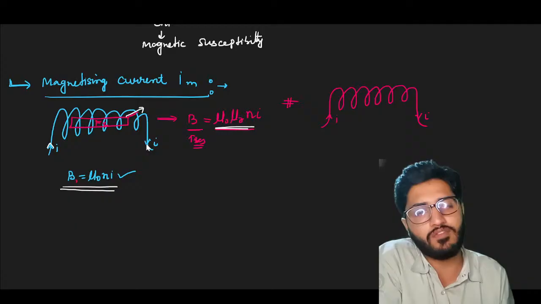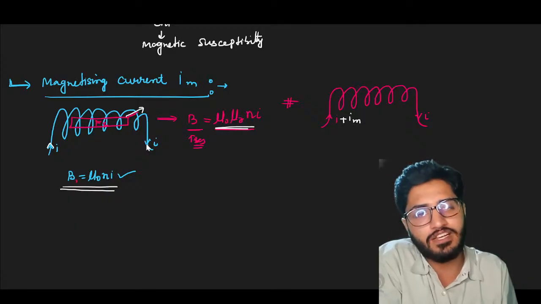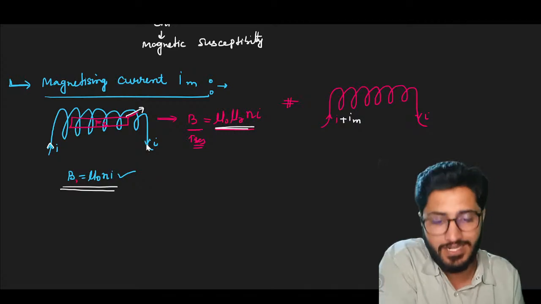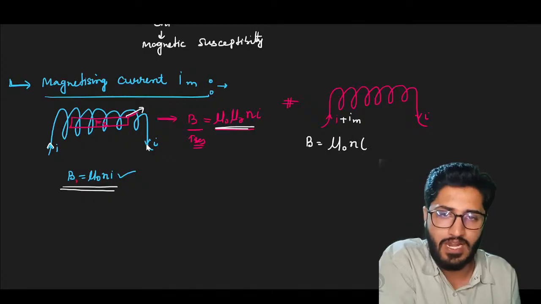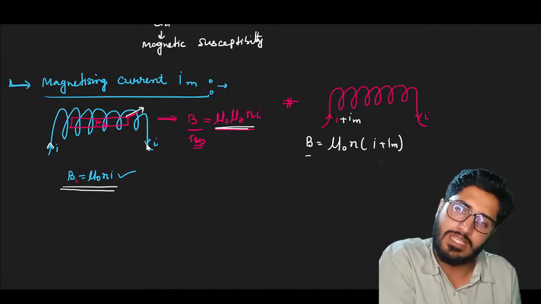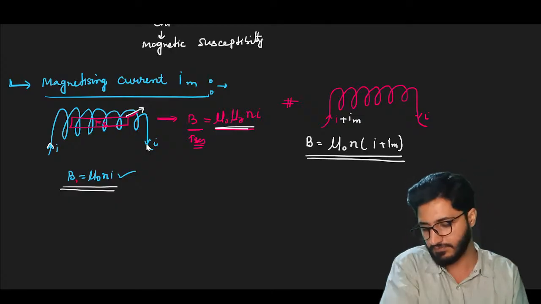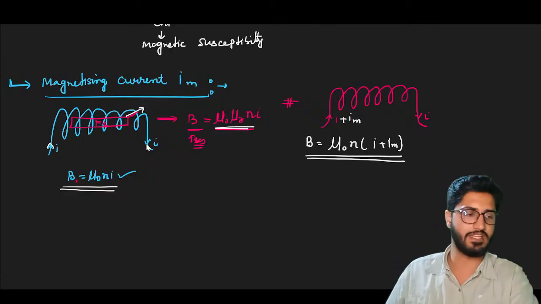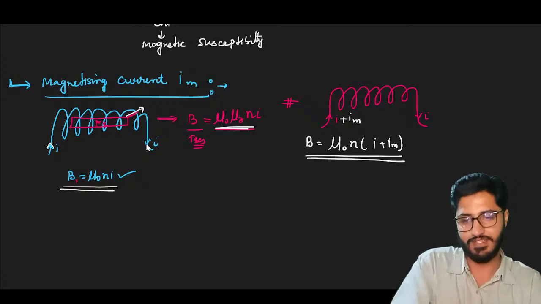So what I will do is increase the current, and that current increase means it is a magnetizing current. So now my B came out to be mu naught n times the current I plus I_m. This I_m is the magnetizing current. Very simple and very easy.